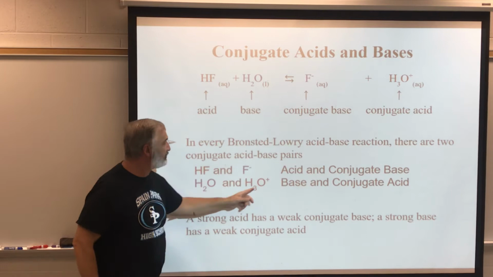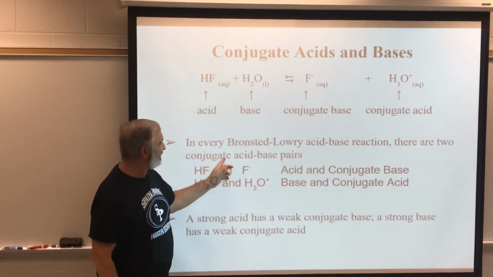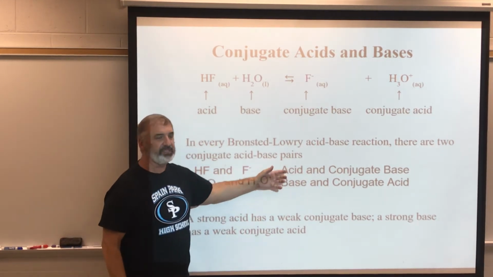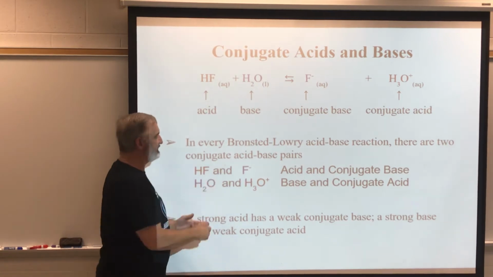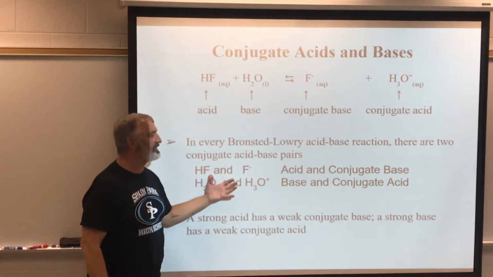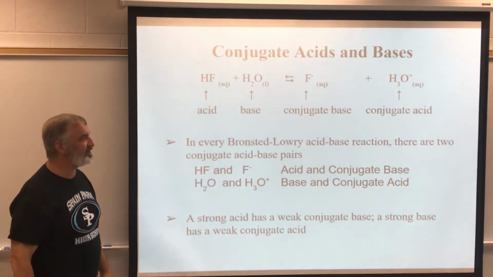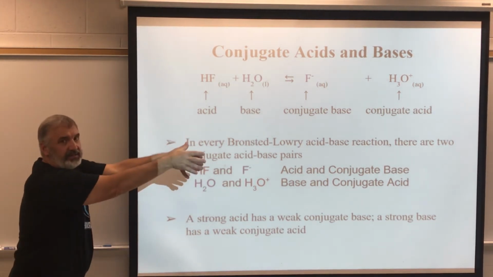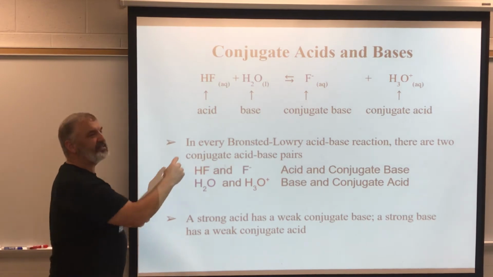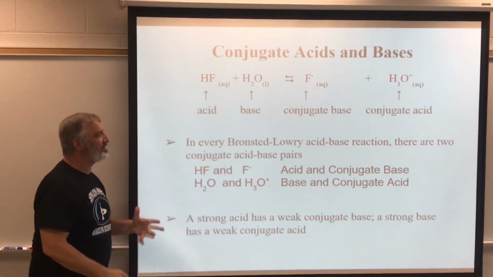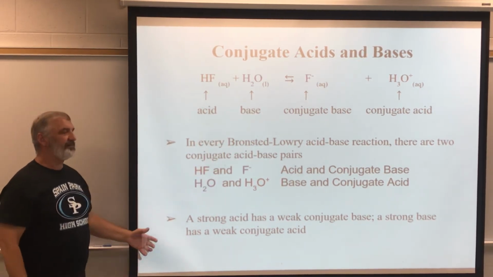It doesn't matter which one it is. We're always just going to put it in this conjugate acid-base pair. So it's not always just the conjugate acid. It's the base with the conjugate acid or the acid with its conjugate base. So you're always going to have two pairs in every reaction. Conjugates are always on the right. An acid makes a conjugate base and a base makes a conjugate acid. Now, the last thing.